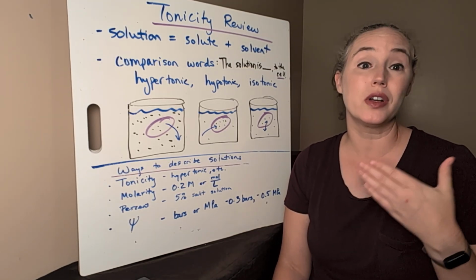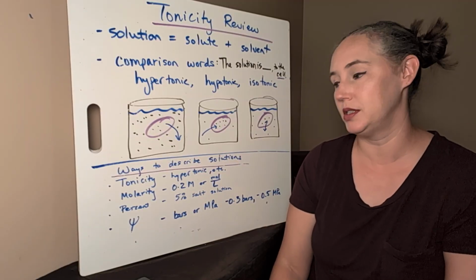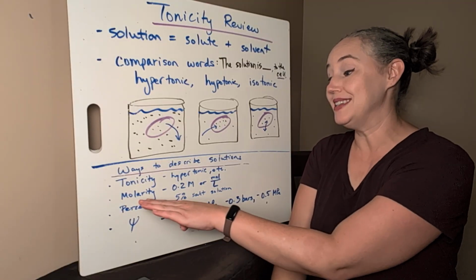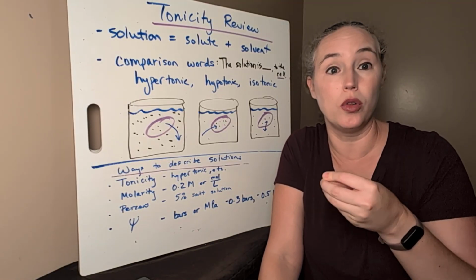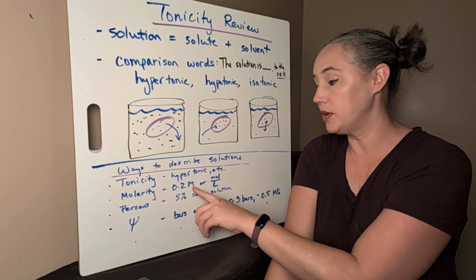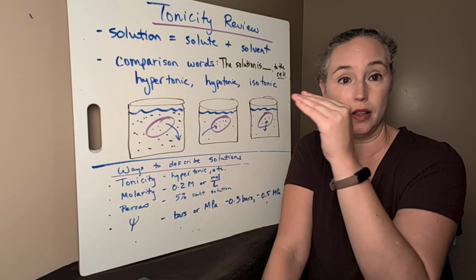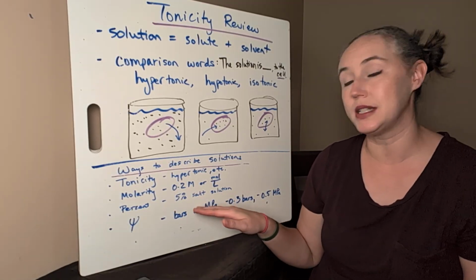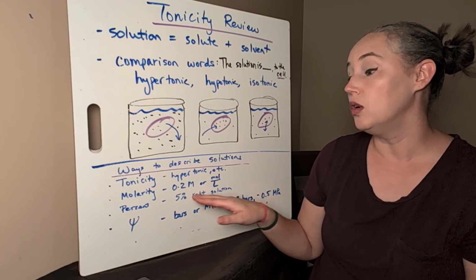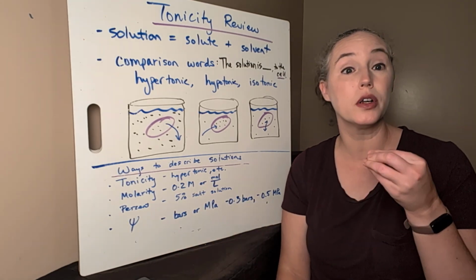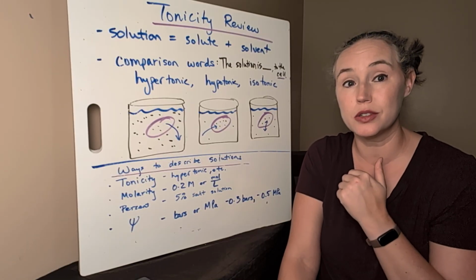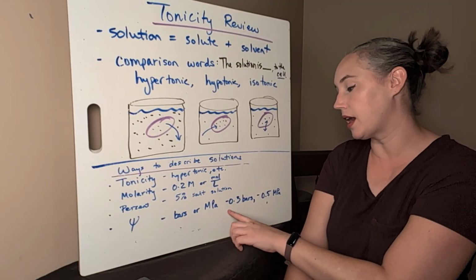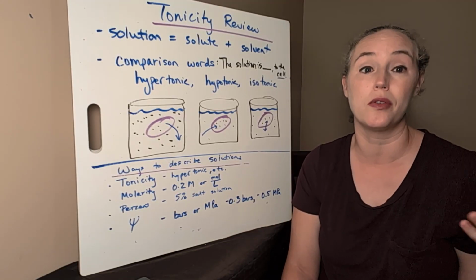There are 4 main ways that you're going to see solutions described in the AP Bio exam. It could be by tonicity, hypertonic, hypotonic, isotonic. Molarity, so you might have a 0.2 molar sucrose solution. Molar, this capital M, you may also see moles per liter. It means the same. It's just the unit broken down into its pieces. You may see it written as a percent, like a 5% salt solution, or you may see the water potential actually described. You'll know that it's describing water potential if it uses the units of bars or megapascals, like negative 0.3 bars or negative 0.5 megapascals.